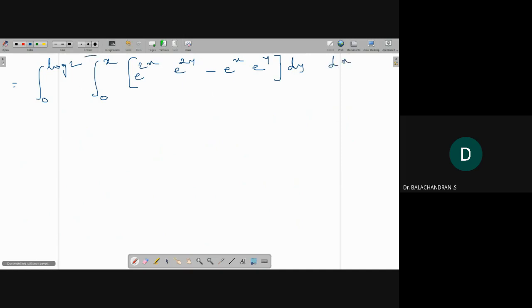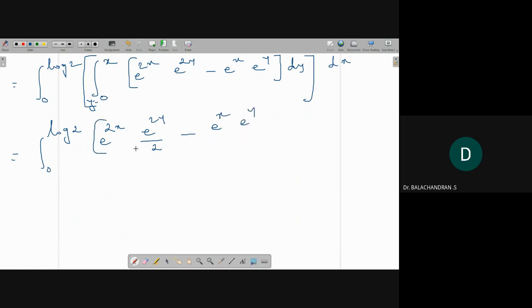Now only concentrate on this integral. If you integrate with respect to y, keep this as constant, this is also constant. So 0 to log 2, e power 2x, keep constant because you are integrating with respect to y. So e power 2y integrated gives e power 2y by 2, minus e power x is constant now, if you integrate e power y by 1. Limit is from y equal to 0 to y equal to x into dx.